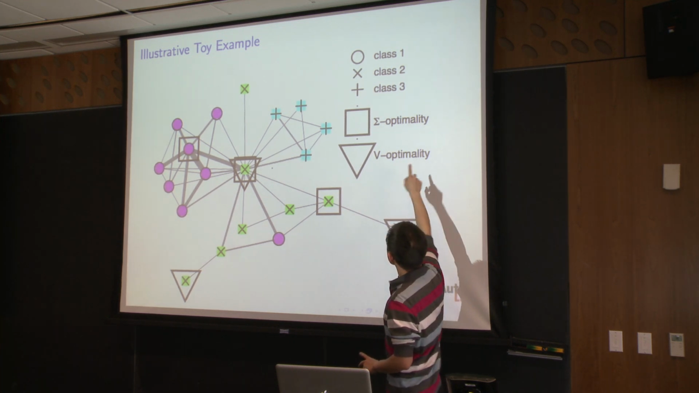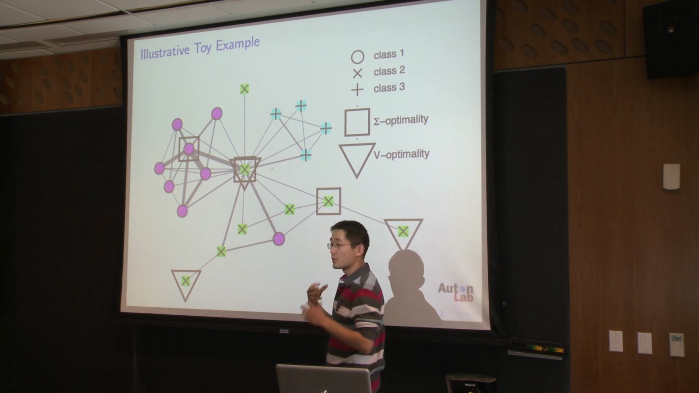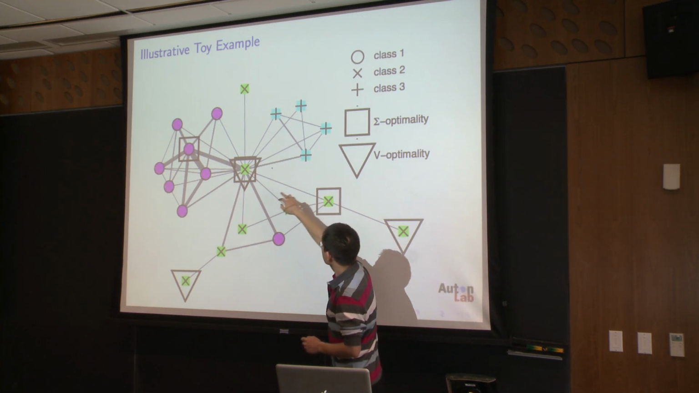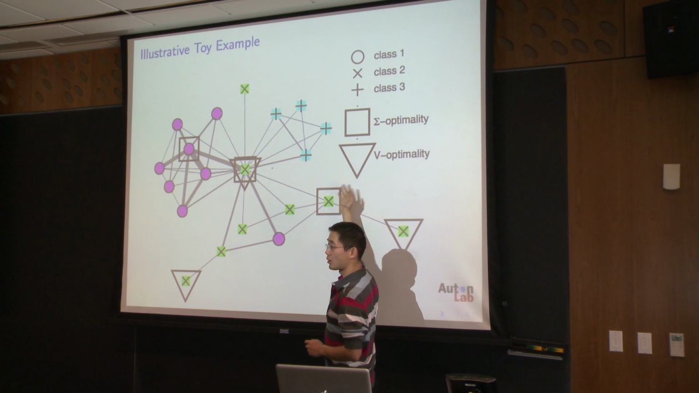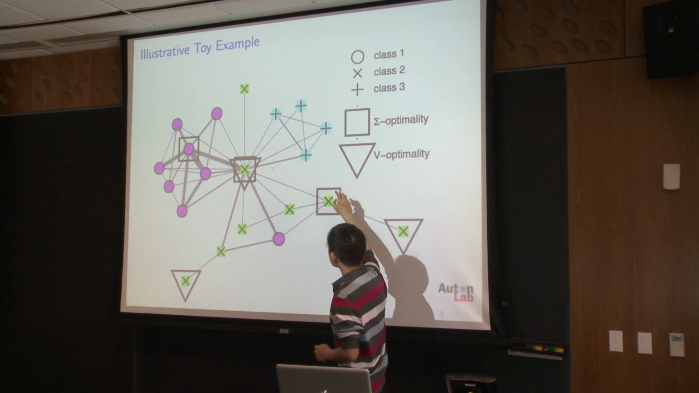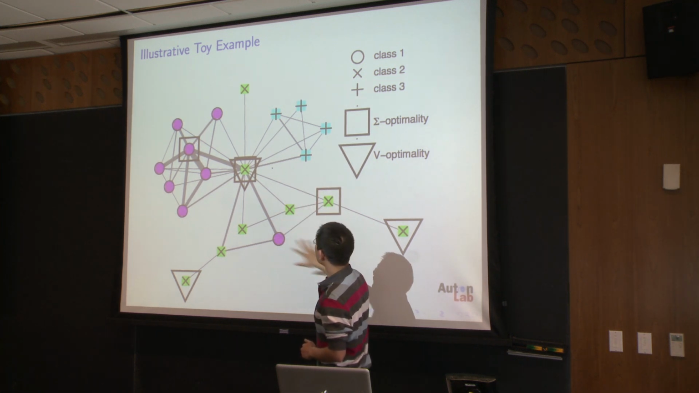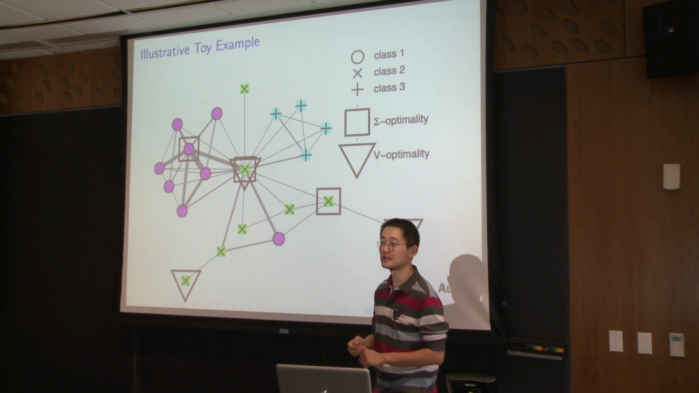However, using sigma optimality, it not only wants to reduce its own covariance, its own uncertainty, and the uncertainty of nodes connected to this one or related to this one. It also wants to reduce the uncertainty globally. So it naturally picks the cluster centers.